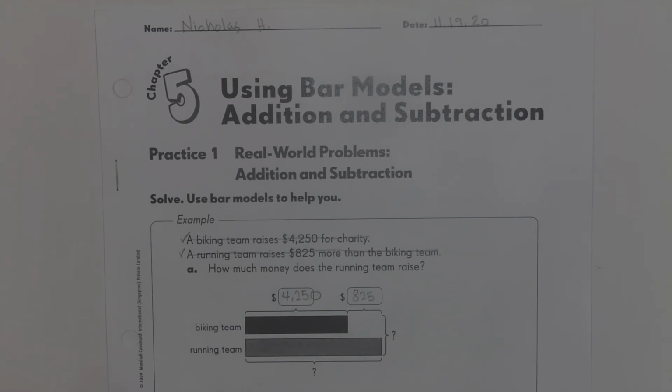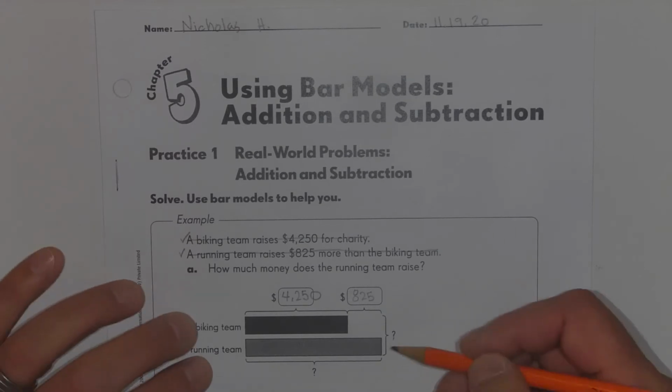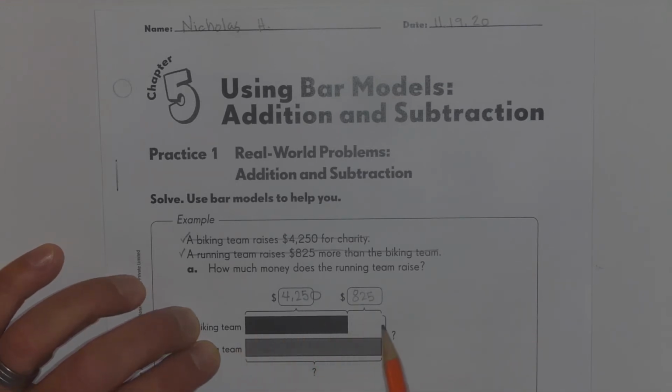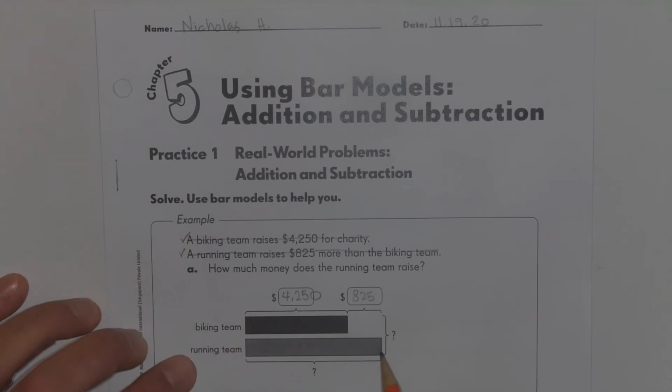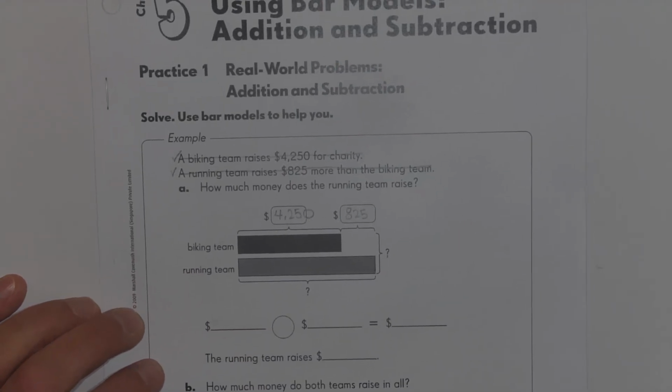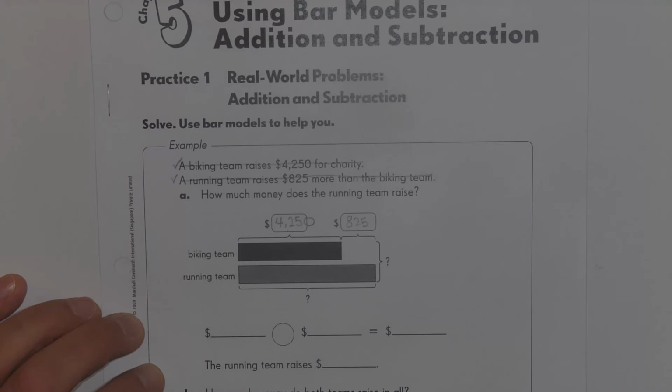How much money does the running team raise? Well, if I look at the bar models and compare them, I know that this number plus this number gives me the total length of the bar here, and that's the running team. So in my brain, I say, if I add this number and this number together, I should get my answer. Normally I would just write it off to the side here, but they give me a space to do that down below. So I'm going to go ahead and do that where they give me that space for it.